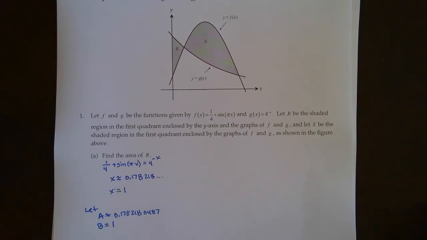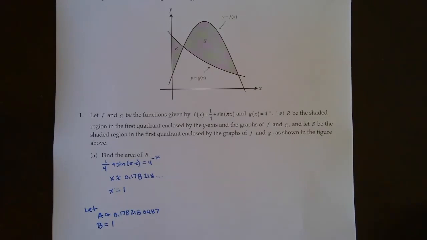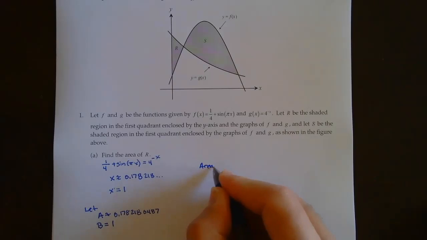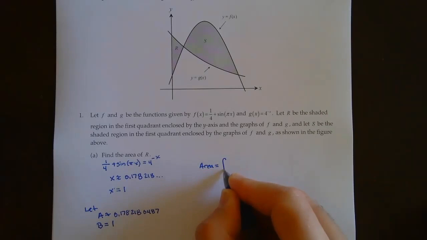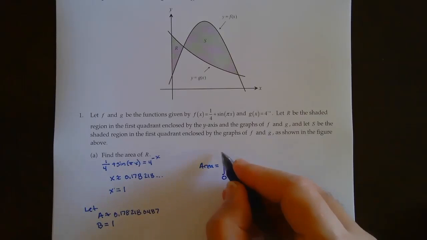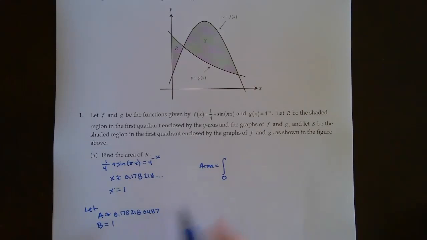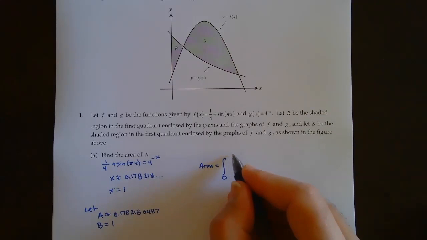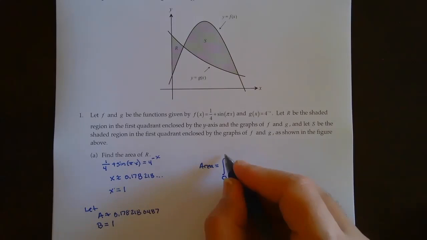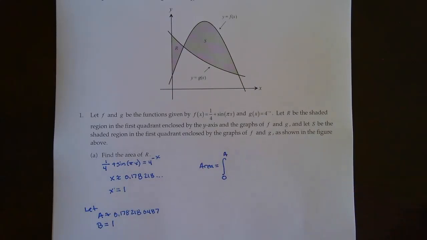Now, to do our area, the area would equal the integral, and it would be from 0 to A. And you've told me what A is, or you could write 0.178, but you wouldn't want to type in 0.178. You'd want to type in all of it. I'm just going to write A.